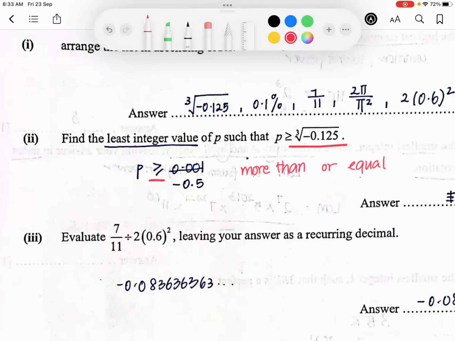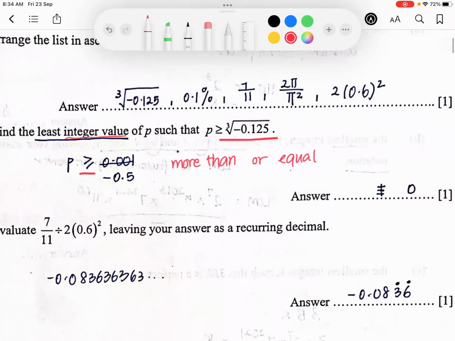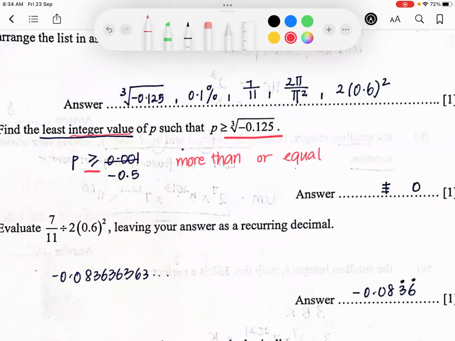Okay, but question say they want an integer value, that means they want a whole number. So for this is negative 0.5. What is the next whole number? The next whole number that is without a decimal point is actually the number 0. Okay, 0 is actually an integer. But then some people will say, oh, this is a neutral number. Yes, this is a neutral number. It's neither negative nor is it positive, but it's still a whole number without any decimal place. So it's still an integer value.